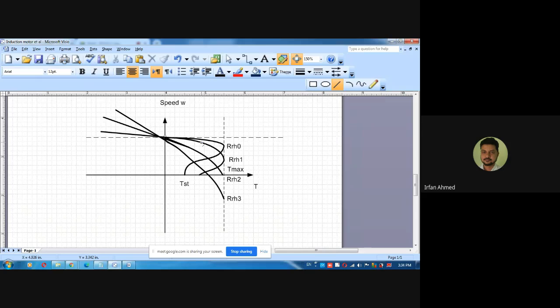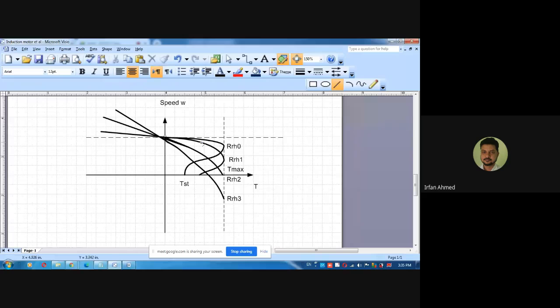Once again, there are two cases. What are the two cases? Can you hear me or not? By interchanging the supply terminals. Yes, by interchanging any two supply terminals, the direction of rotation of the magnetic field can be reversed. In that case, we can get plugging.